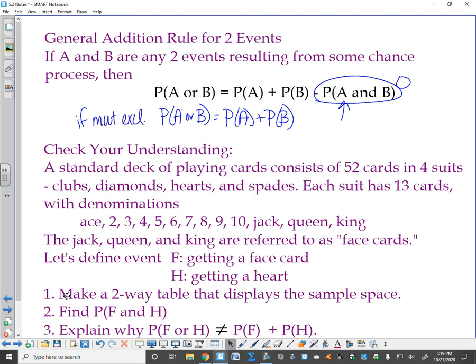First of all, let's make sure everybody is familiar with a deck of cards. You have 4 suits: clubs, diamonds, hearts, and spades. Clubs are the thing that looks like a three-leaf clover. Spades are pointy on the top. You know what a heart is and you know what a diamond is. Clubs and spades are black. Hearts and diamonds are red. There are 13 cards in each suit, and 13 times 4 gives me the 52. So let's define event F as getting a face card and event H as getting a heart.